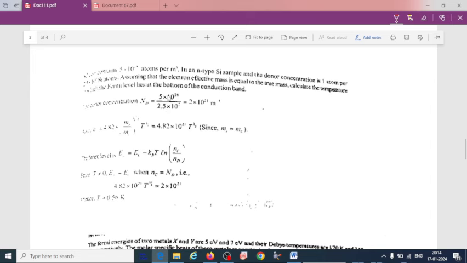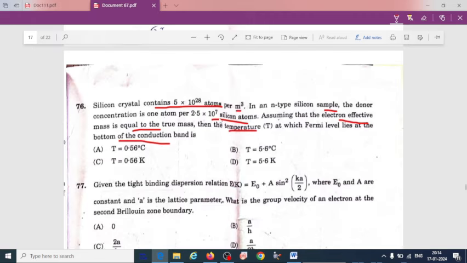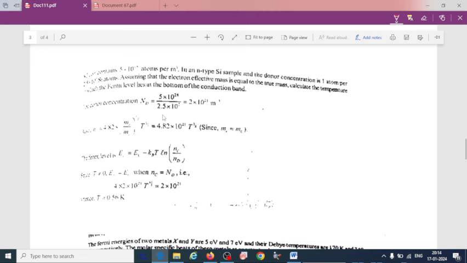So the concentration of electrons we can write here, how much it is in silicon crystal. You can take the ratio of the number of silicon atoms to the donor concentration, which is 1 atom per silicon, that is 2.5 into 10 to the power 7. If we take the ratio of these two, we will get 2 into 10 to the power 21 per meter.